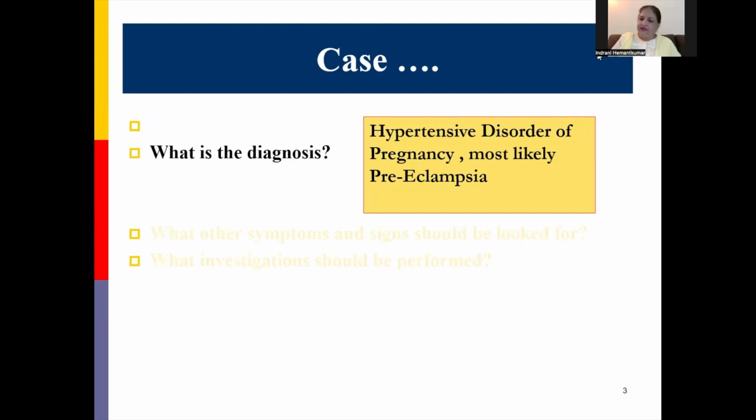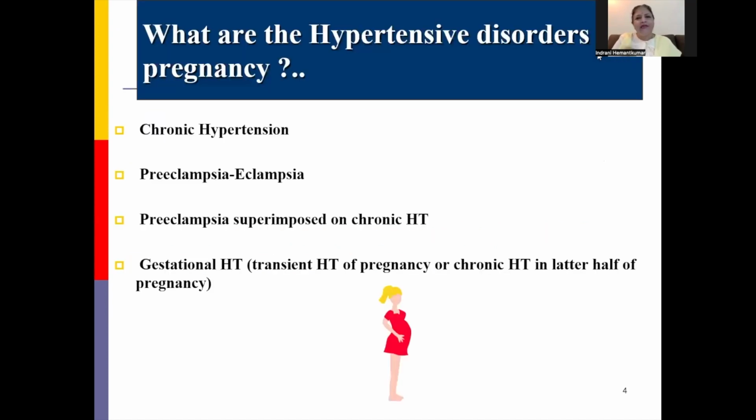Now, what is the diagnosis? It's a no-brainer. It is a hypertensive disorder of pregnancy, and most likely it is preeclampsia. So what are the hypertensive disorders of pregnancy? They are chronic hypertension, preeclampsia, eclampsia, preeclampsia superimposed on chronic hypertension, and gestational hypertension, which we generally get in the latter half of pregnancy.